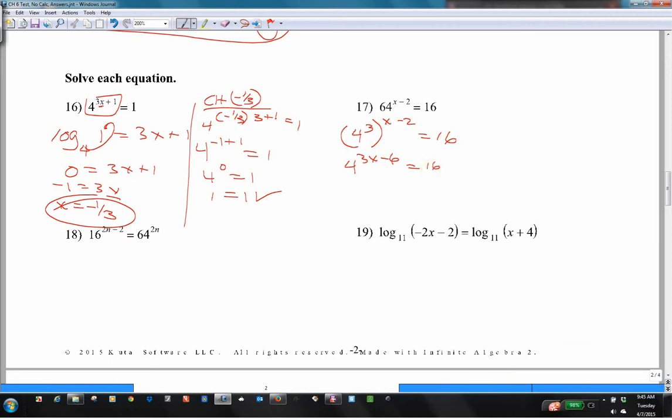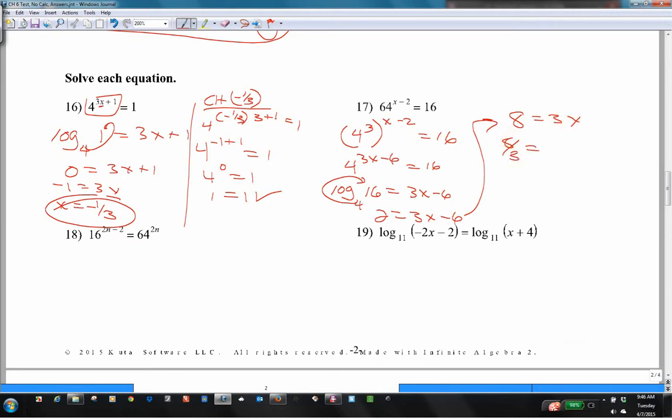Okay, so now I'm going to change this to a logarithm. Log, the base is 4. The 16 moves inside the logarithm, and the 3x minus 6 is outside. So I would have 4 to what power gives me 16? That would be 2. So I have 2 is equal to 3x minus 6. Adding 6 to both sides, I've got 8 is equal to 3x.